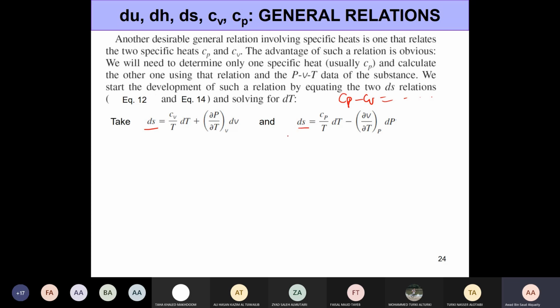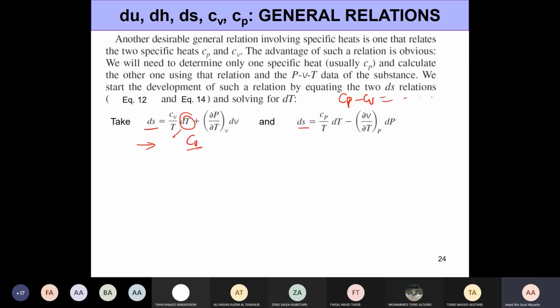Okay, we're going to take these two equations. These are the two ds relations, relating ds to Cv by T dT and ds to Cp by T dT, and so on. So we're going to make use of these. We're going to equate the two, and we're going to solve for dT. So let's see what happens. Let's equate the two. This is ds on both sides, so they obviously are equal.